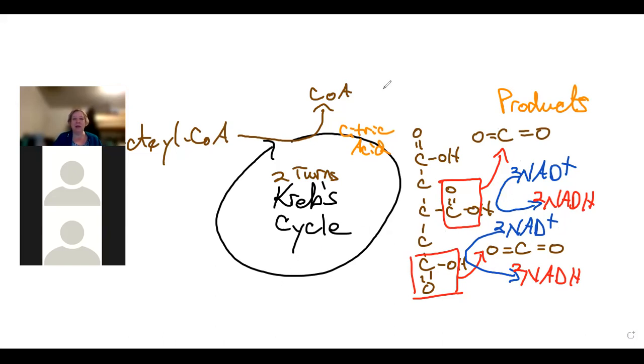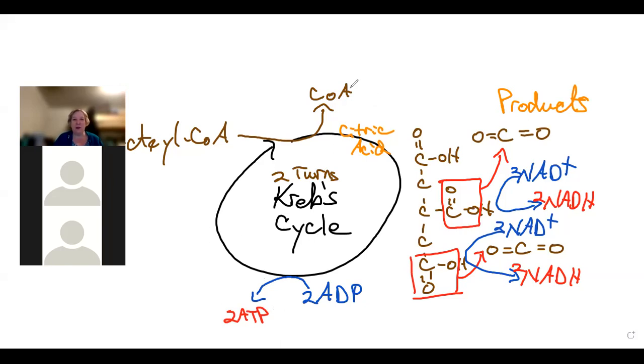Now down here at the bottom of the cycle, we have a spot where we can make ATP, and I'm going to simplify this for you. It's actually GDP that gets turned into GTP, but that's often immediately converted into ATP. So I'm going to show it that way, just to keep things simple. We get per 2 turns, 2 ADP that pick up some phosphate groups, and we get 2 ATP out of that.